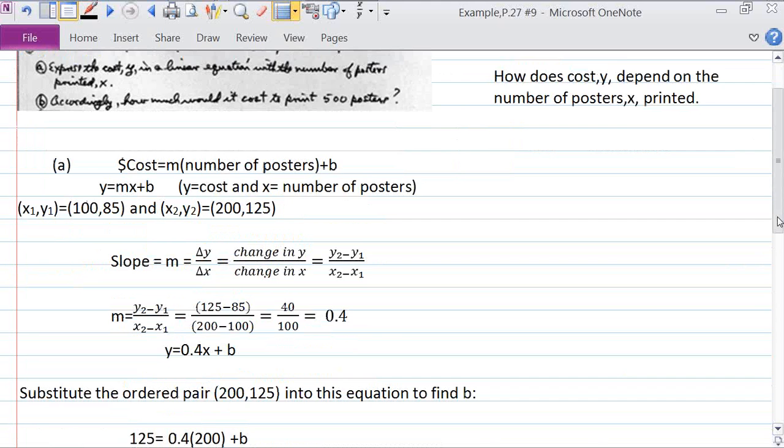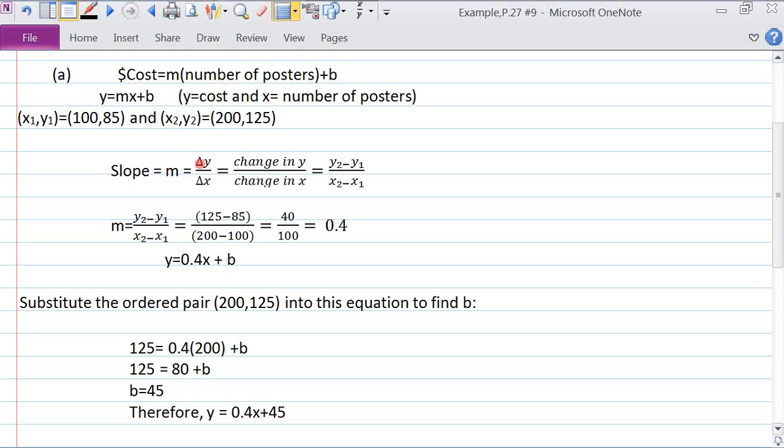So since we know 2 ordered pairs, we know that the slope is the change in Y over the change in X, Y2 minus Y1 over X2 minus X1. We take the difference in the Y's, 125 minus 85, over 200 minus 100. So we get 40 over 100, which is 0.4. So we now know that Y equals 0.4x plus B, but we don't know B.